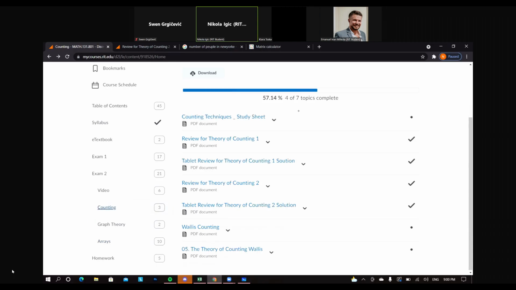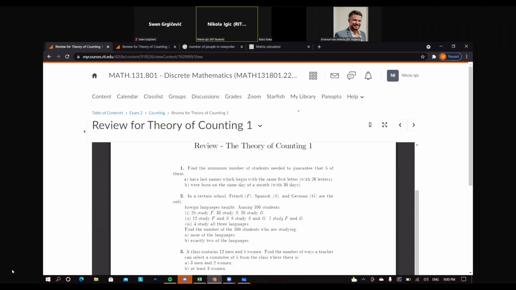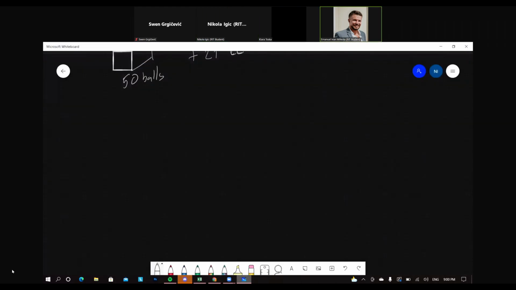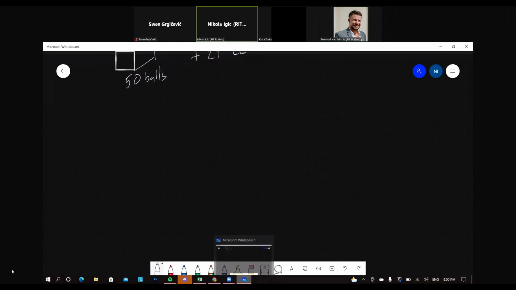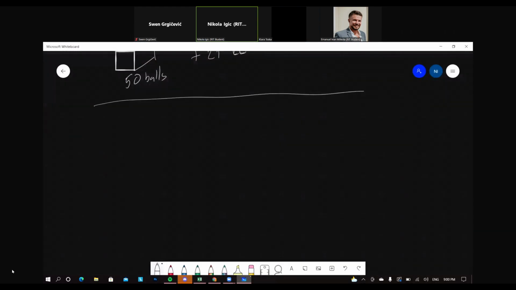Okay, let's go through counting, like the first thing. The first one is the pigeonhole that I said last time. Do you want me to write here next to this, or right here? You can write here, doesn't matter. Okay, let's go through the first exercise A like the fifth time. Find the minimum number of students needed to guarantee that 5 of them have last names which begin with the same first letter, with 26 letters. Do you want to use the formula or do it by hand?